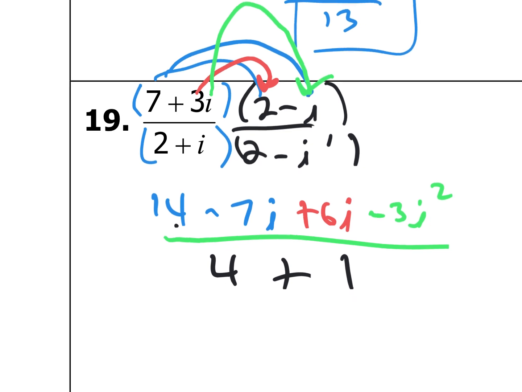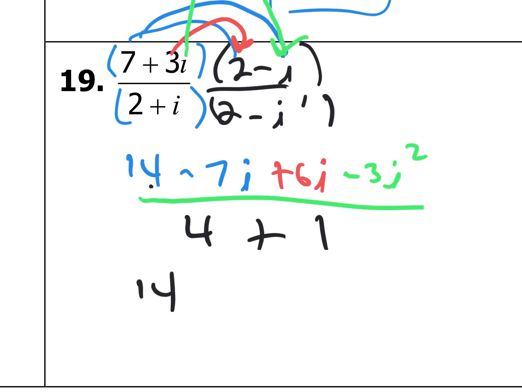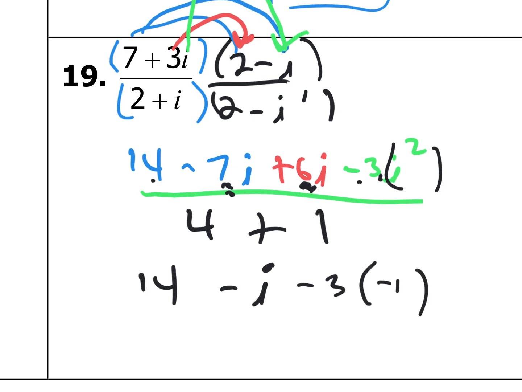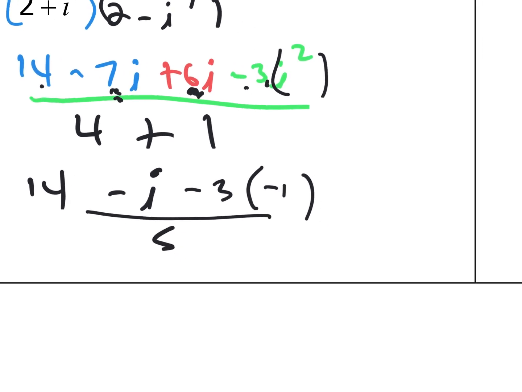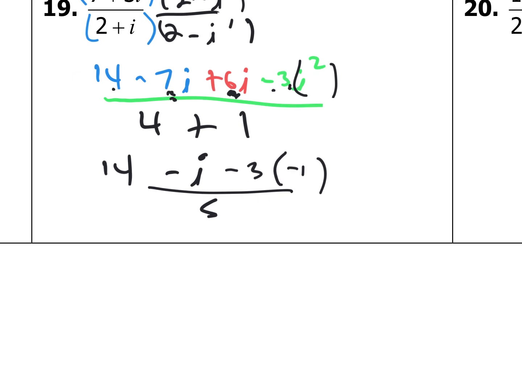14. That's still a 14. The negative 7i plus 6i. There's more negatives than positives. That's a negative i. The minus 3i squared really is, be careful, that's a negative 3 times a negative 1. There you go. Over a 5. What is a negative 3 times a negative 1? Okay, that's 14 minus i plus a 3 all over 5.